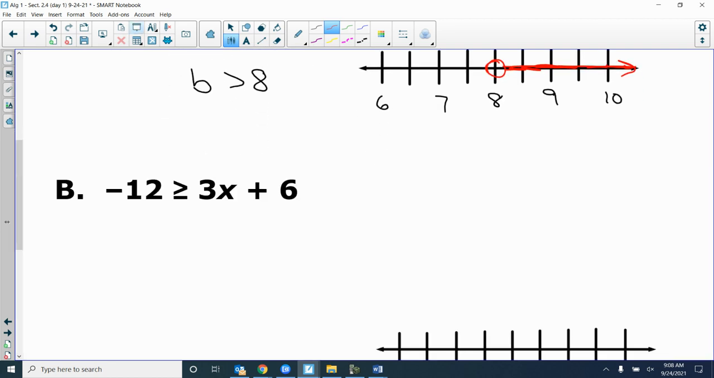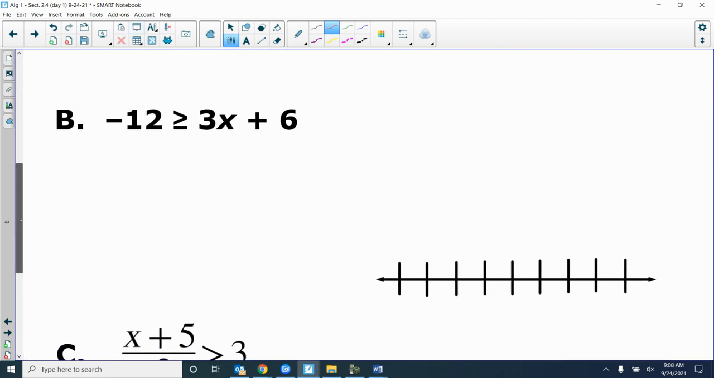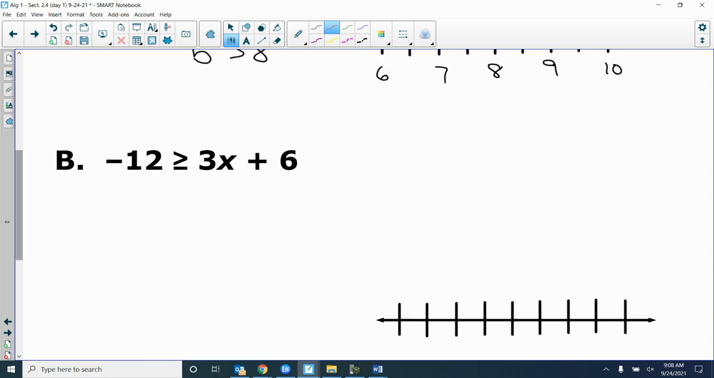All right, that next one you got there. Negative 12 is greater than or equal to 3x plus 6. All right, looking at that one, Austin, what do you think? What should be my first step? Divide 6 on both sides. Not divide, because what is that saying? Add. So what's the inverse of that? Subtract 6. So I subtract 6.